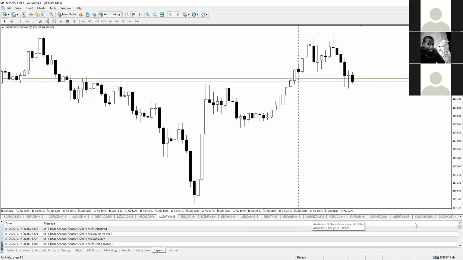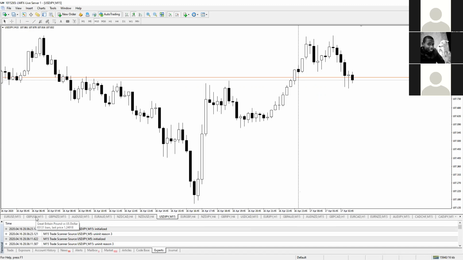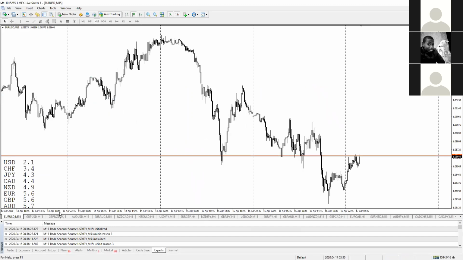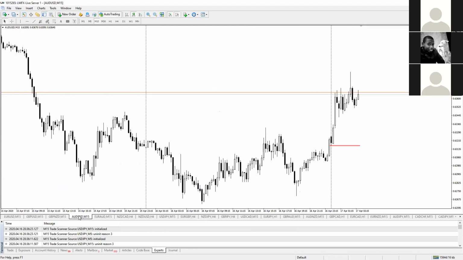What other pairs we got? Any other USDs? So for example, the opposite of that is GBPUSD. USD is weak, GBP is strong, GBPUSD is moving up. Same thing with EURUSD, right? Euro is strong, USD is weak, Euro is moving up. AUDUSD, USD is weak, AUD is moving up.